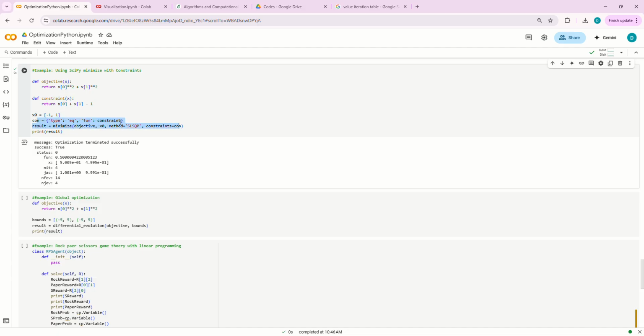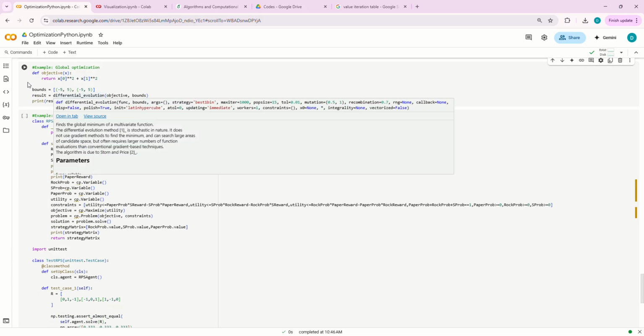X0, and then the constraint is that x0 plus x1 minus 1 is equal to 0. So your constraint, you're setting something equal to 0. So this is nice. This is like what you do a lot in economics. This is what Lagrangian optimization really is: you're finding the minimum or maximum of a function with constraints.